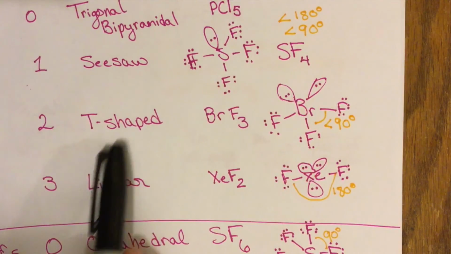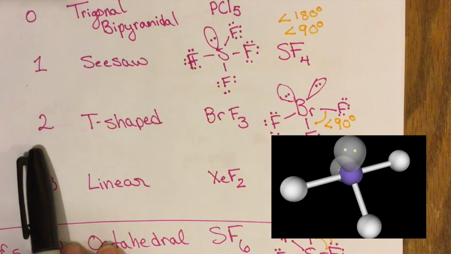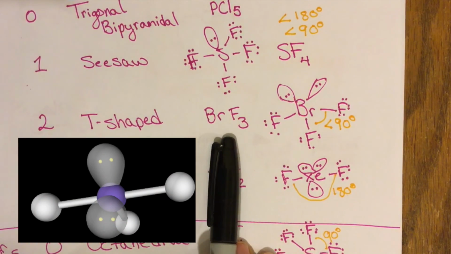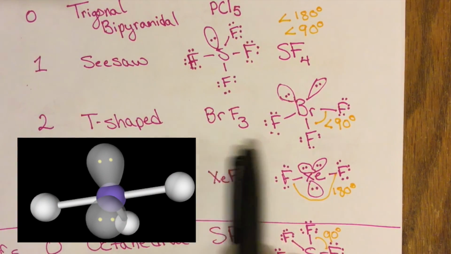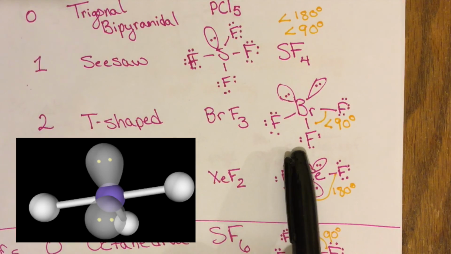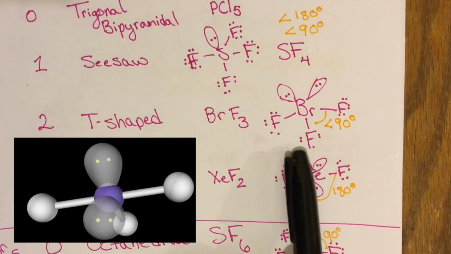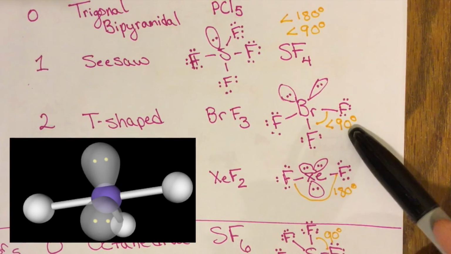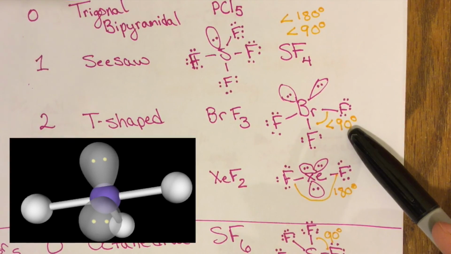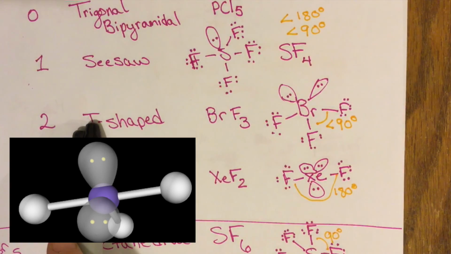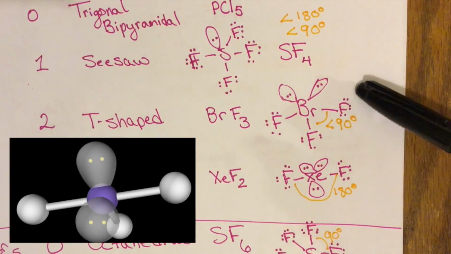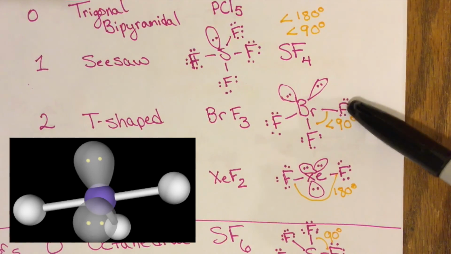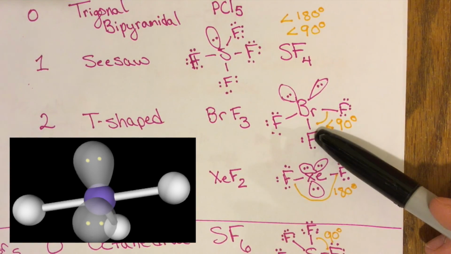Next up, we have T-shape. We get T-shape when you have 2 lone pairs. Our example for this is bromine trifluoride, and this is our Lewis dot structure for bromine trifluoride. The angles on this are going to be less than 90 degrees. So you would think T-shape would be 90 degrees because that's what the T-shape is, but because of the repulsive force of the non-bonded electrons, they actually get pushed together more so than that.